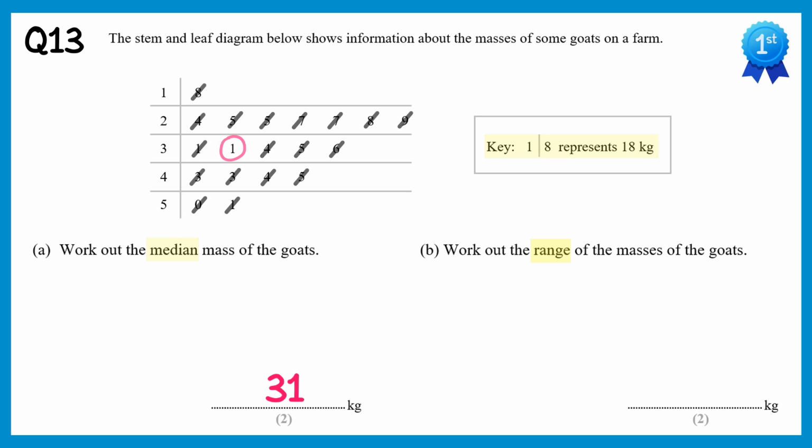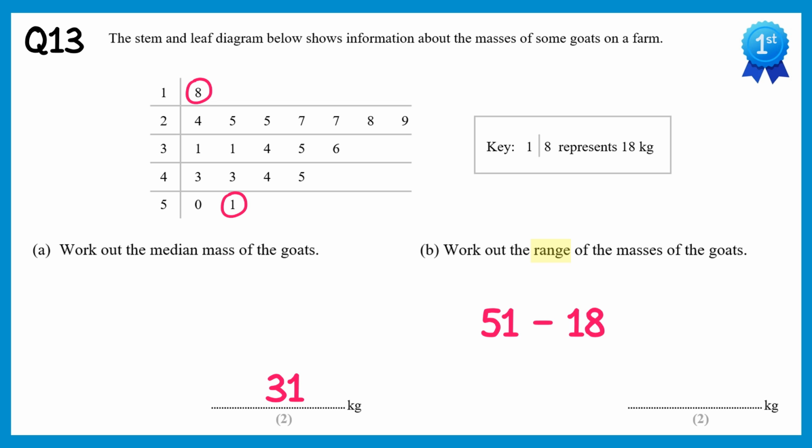For the second part of the question, we're asked to find the range. The range is the biggest number take away the smallest number. So we just need the biggest mass and the smallest mass. The biggest mass you can see here is this 1, which is 51, and the smallest one is this 8 here, which is 18. So we just do 51 take away 18, which is 33.